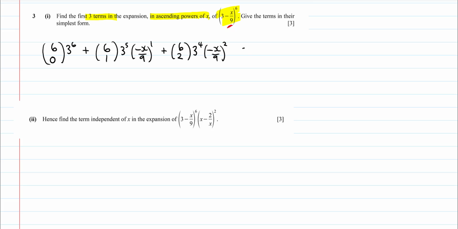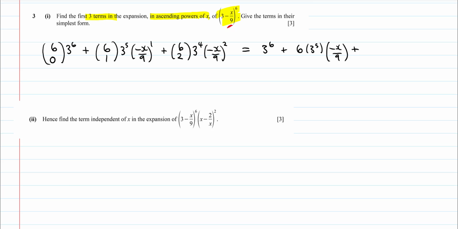So working this out, 6 choose 0 is just 1, so we're going to get 3 to the power of 6. And then plus 6 choose 1, which is just 6, times 3 to the power of 5 times negative x over 9. And then the third term, 6 choose 2 is just 15, because you'd get 6 factorial over 4 factorial times 2 factorial, and that simplifies down to 15.